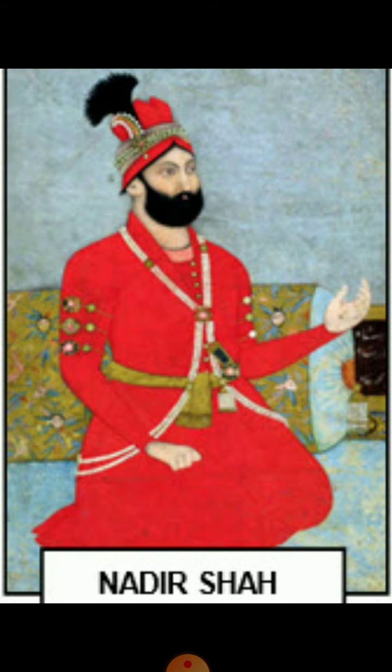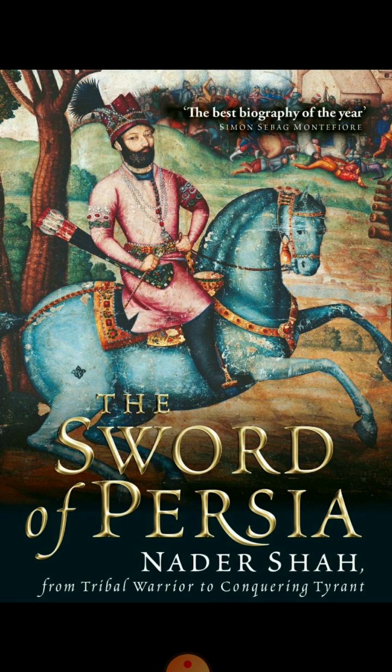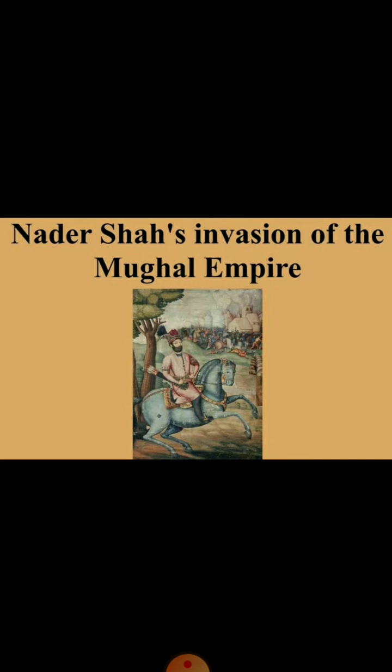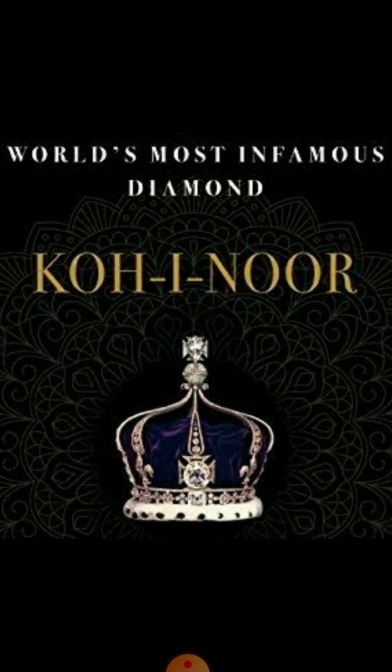Who was Nadir Shah? Nadir Shah was a Persian ruler who attacked Delhi in 1739 AD after defeating the Mughal ruler in the Battle of Karnal. His soldiers plundered Delhi and killed many people. Nadir Shah took most of the wealth of the Mughals back with him, including the famous peacock throne of Shah Jahan and the Kohinoor diamond.